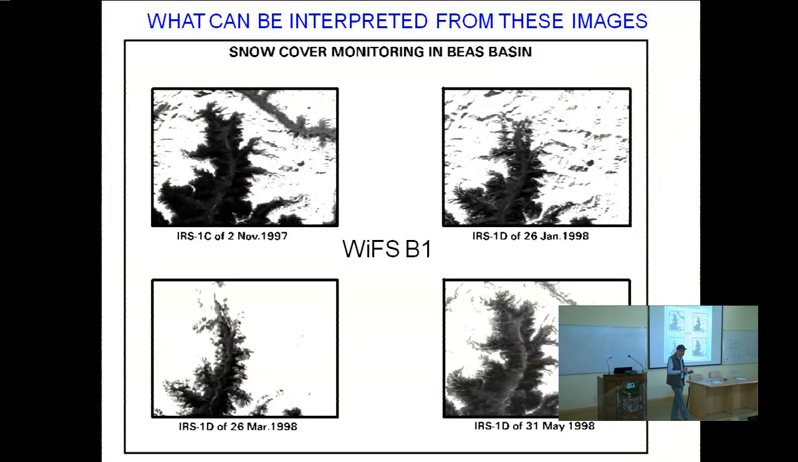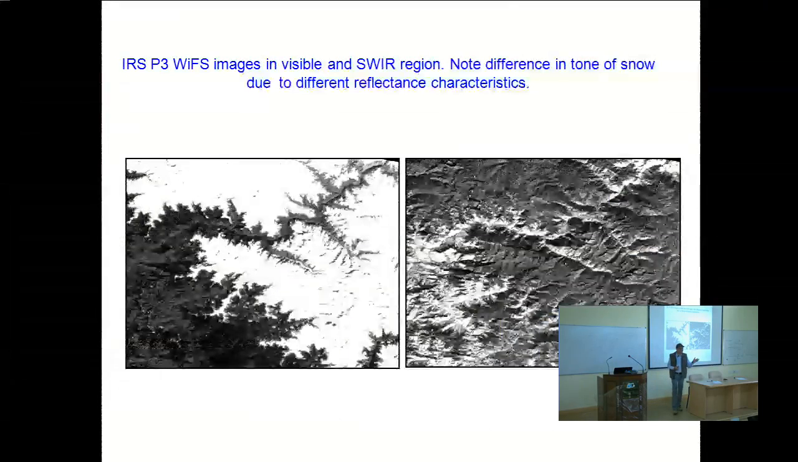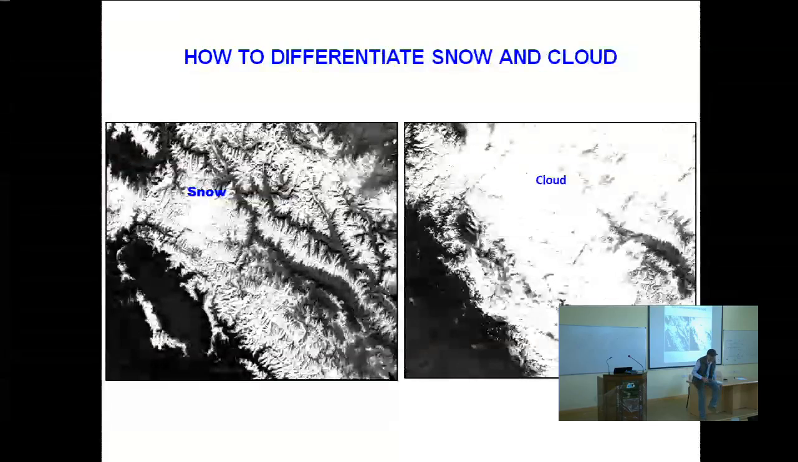Now I have explained it, right? This is the visible band, this is the real band. The difference in tone of snow will be different due to reflectance characteristics. Which band spectrum is this one? And this? So you can see how reflections can affect all this.